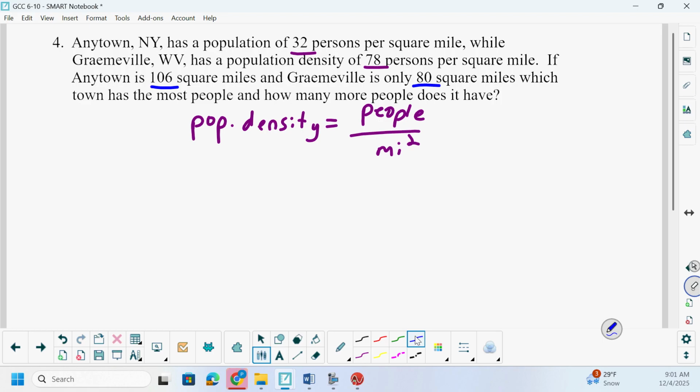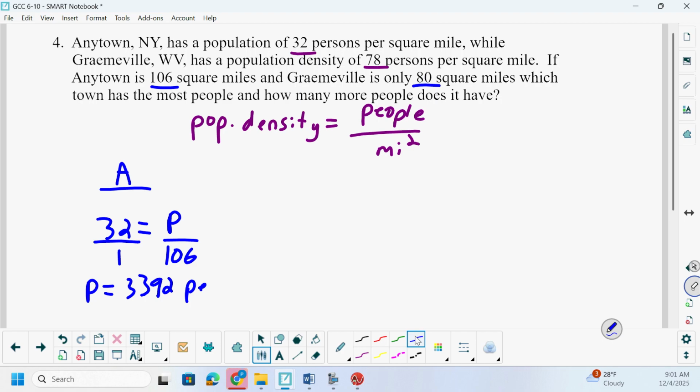So let's do Anytown. The population density was 32 people per square mile. We don't know the people. I'm going to call it P. The square miles was 106. So we can simply just put the 32 over 1 and cross multiply. We'll get P is equal to 3,392 people.